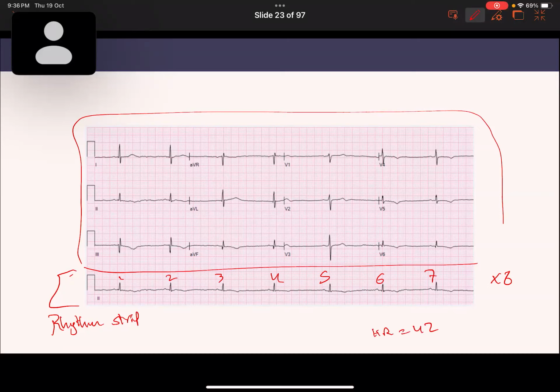Is this considered fast or slow? Slow. Yes. So what do we call this in Latin or Greek? Oh, medical terms. What do we call this? Bradycardia. Yes. And if this comes from the sinoatrial node, we call it sinus bradycardia. So this is sinus bradycardia.